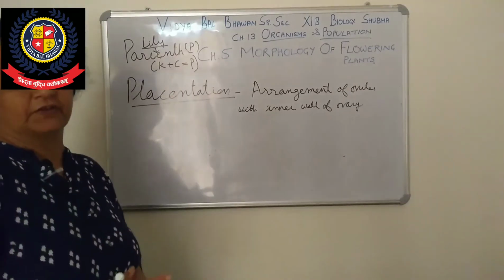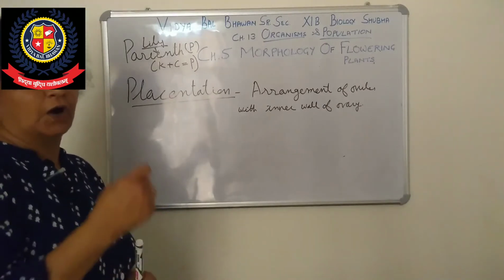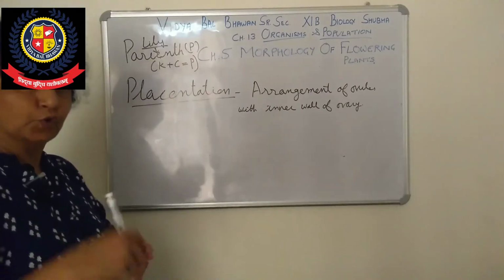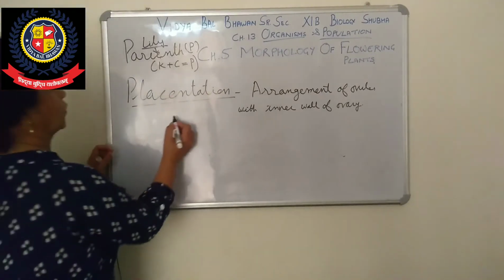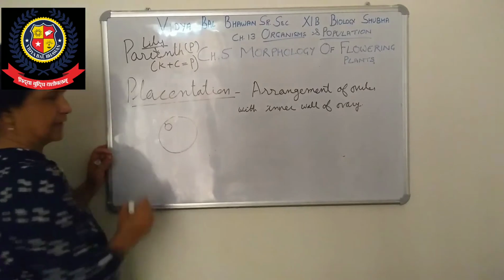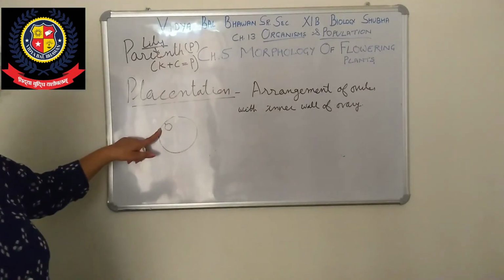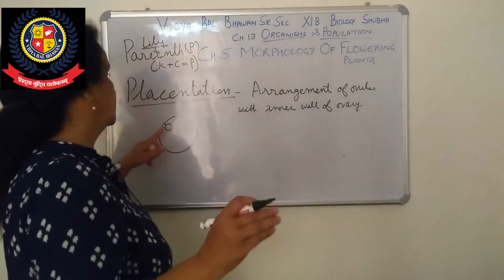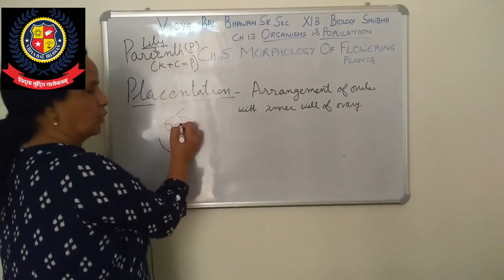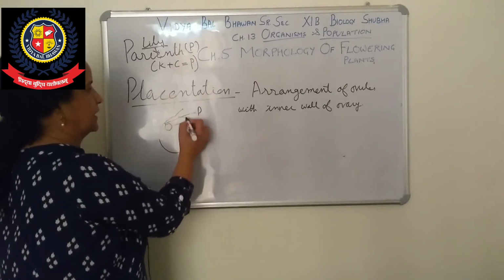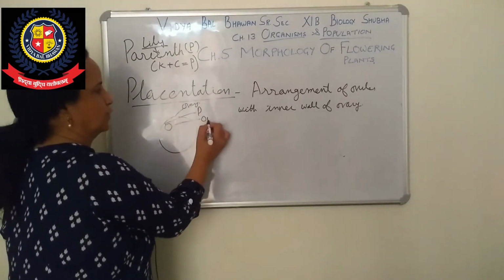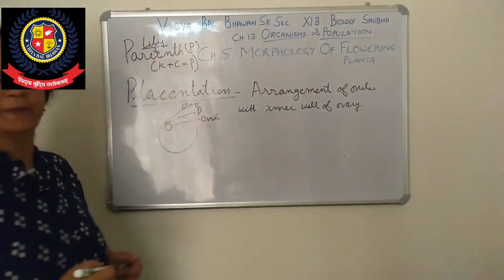So there are different types of placentation on the basis of the pattern of how the ovules are attached to the inner wall of the ovary through the placenta. Suppose this is the ovary, this is the ovarian wall, with the placenta on it, and then the ovules are attached like this. We will see the different patterns.